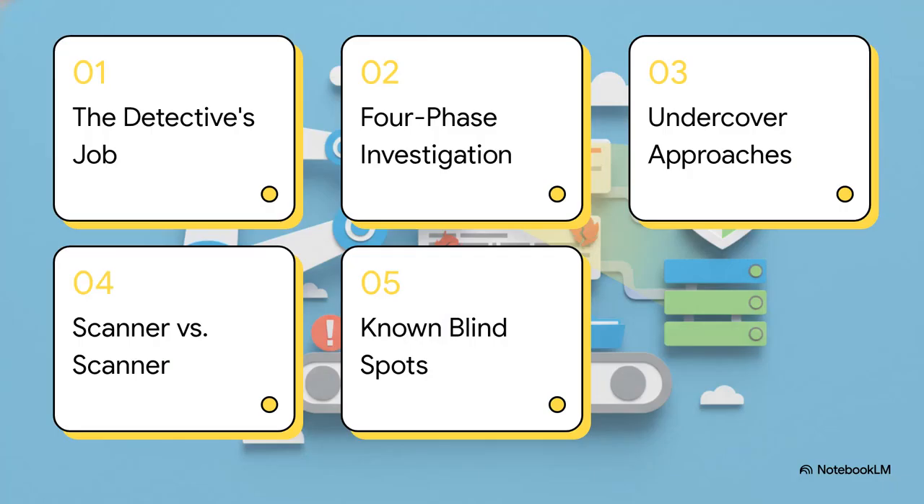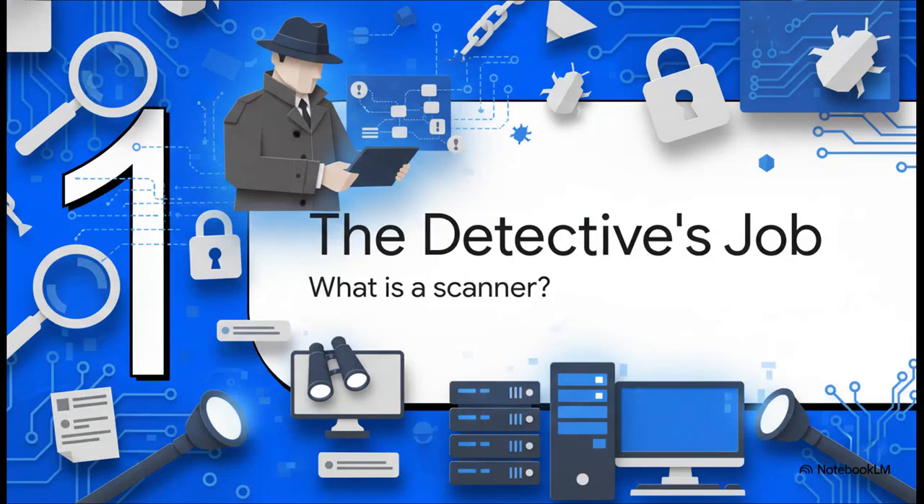Okay, so here's our game plan for this explainer. We'll start with the detective's basic job description, then walk through its 4-phase investigation. We'll look at a few undercover tactics it uses, how different scanners compare, and finally, we'll talk about its known blind spots. First up, the digital detective's job. So let's get right to it.